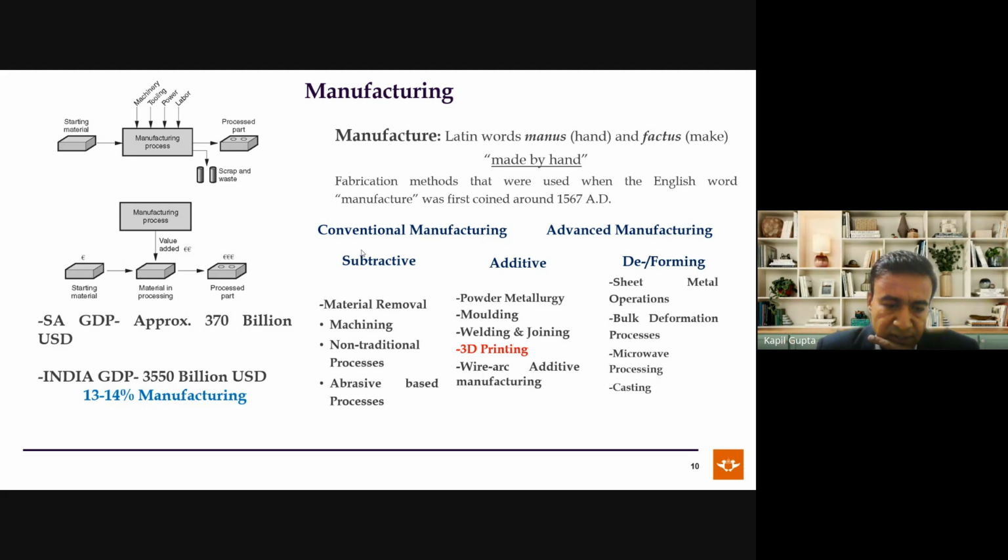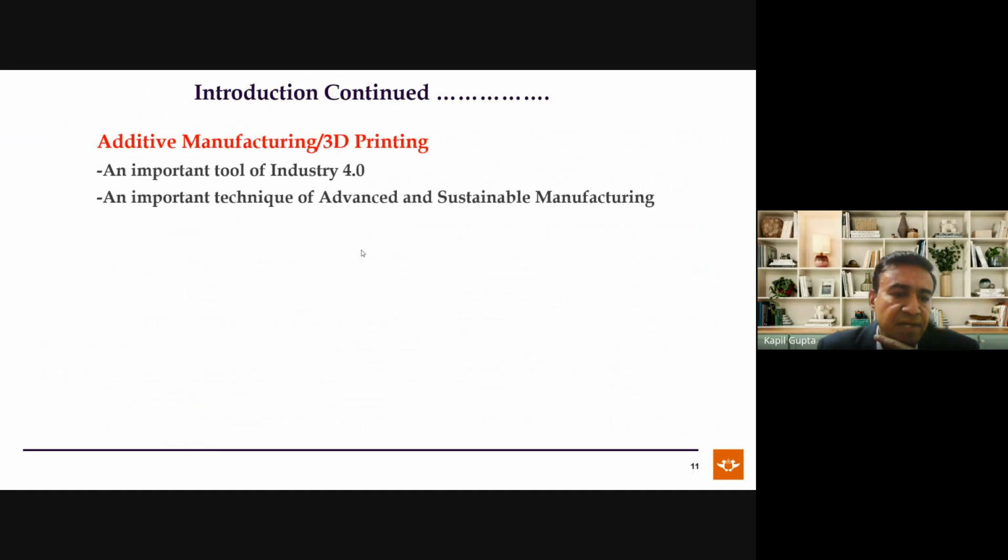There is one category left, that is surface property enhancement. So under conventional manufacturing or advanced subtractive category, finishing processes are there, in additive, coating processes are there, and in deforming, forming, shot peening, laser shock peening, heat treatment, these are the operations. Additive manufacturing, 3D printing, is an important Industry 4.0 tool.